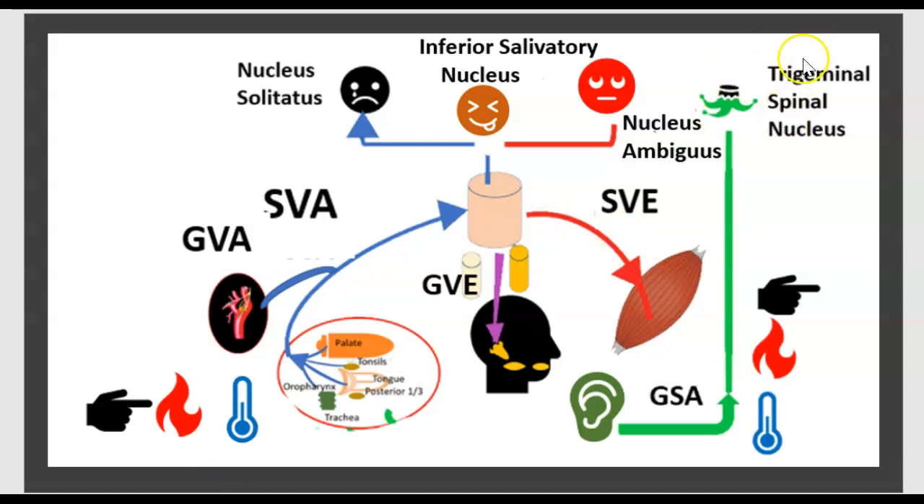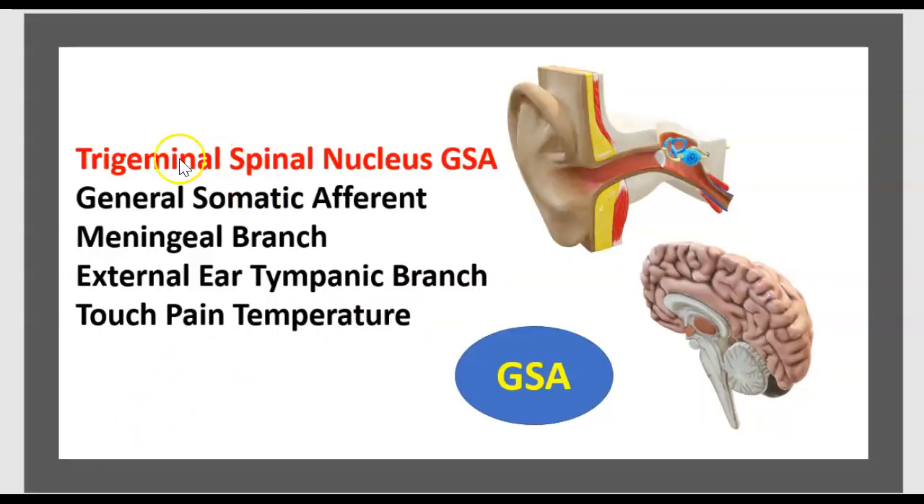Let's start with the trigeminal nucleus. Trigeminal spinal nucleus, GSA, general somatic afferent, coming from the meningeal branch and the external ear tympanic branch for touch, pain, and temperature.